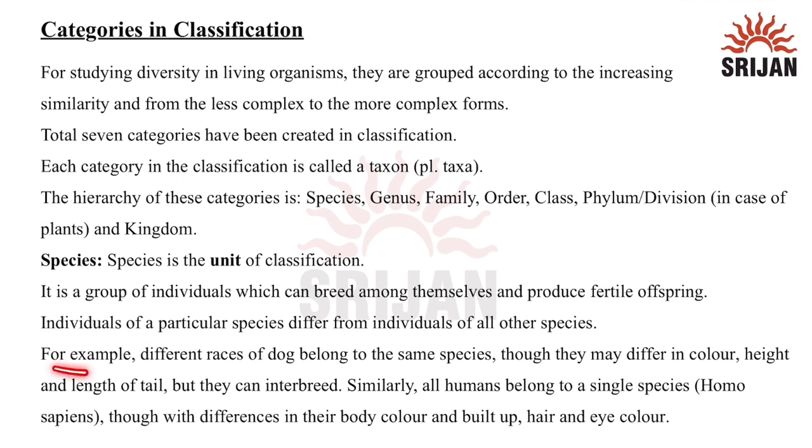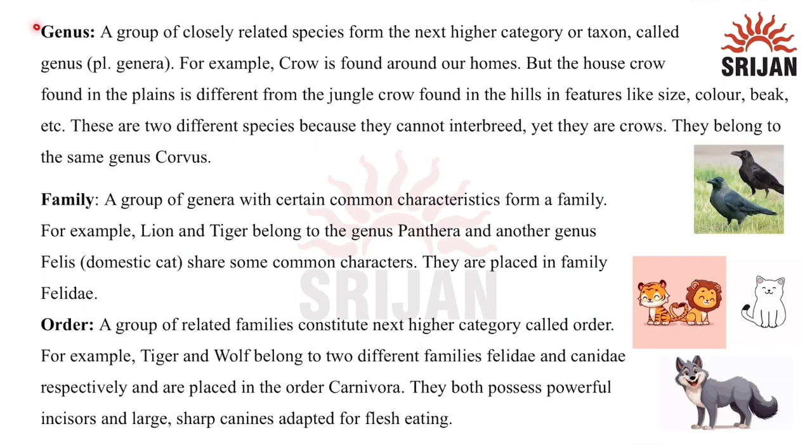Now for example, different races of dog belong to the same species, though they may differ in color, height, length of the tail, but they can interbreed. Okay, similarly, all humans belong to a single species, which is Homo sapiens, though with differences in their body color, build, hair, and even eye color. Now the second category or taxon we will study is genus, or I can say plural, which is genera, depends on your pronunciation. So it is a group of closely related species.